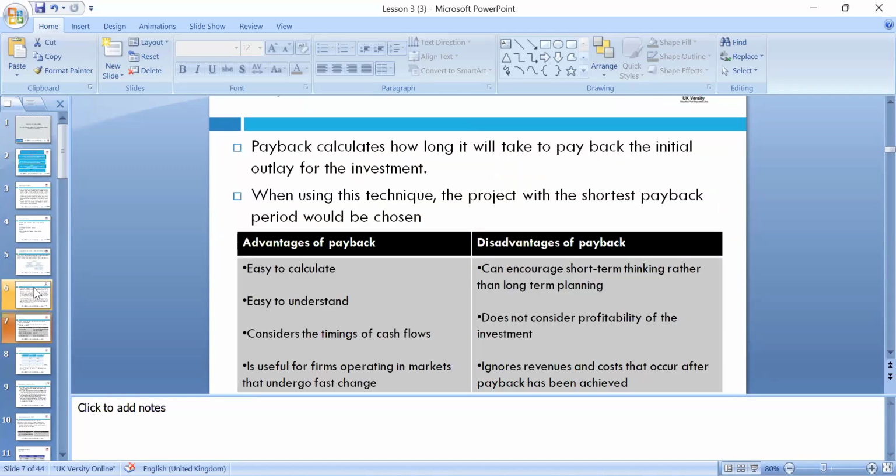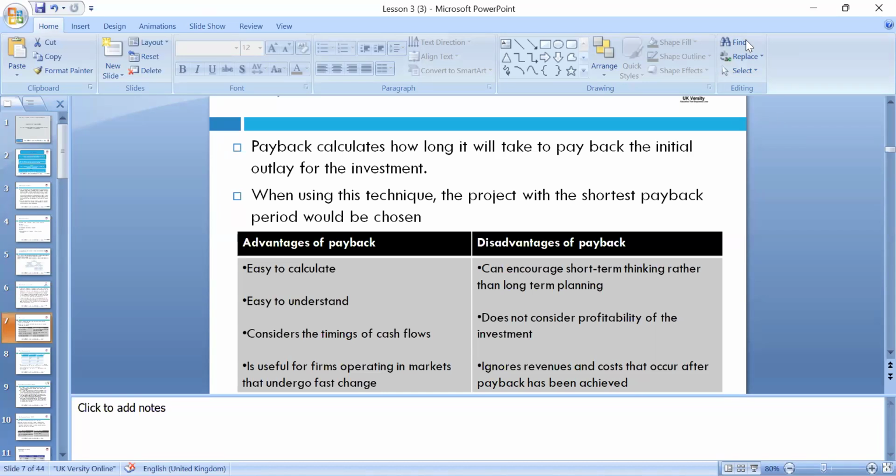So payback period means how long it takes you to get back the money you invest. This is easy. You invest £100, if you're getting £50 back each year, then in 2 years you will cover your £100. So payback period is 2 years. If you have various options, you compare the payback periods. It's easy to calculate, easy to understand, and considers the timing of the cash flow.